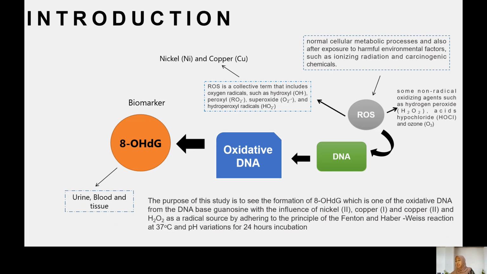Copper and nickel act as catalysts in the formation of reactive oxygen species through the Fenton and Haber-Weiss chemical reactions and catalyze lipid peroxidation of membranes. So the purpose of this study is to see the formation of 8-OHdG, which is one of the oxidative DNA damage products, from the DNA base guanosine with the influence of nickel, copper 1 and copper 2, and hydrogen peroxide as a radical source by adhering to the principle of the Fenton and Haber-Weiss reaction at 37 degrees Celsius and pH variation for 24 hours incubation.